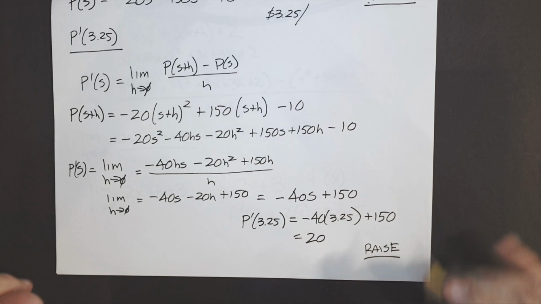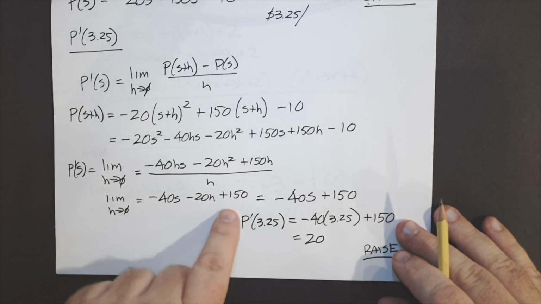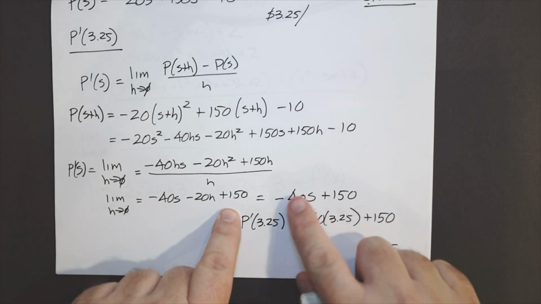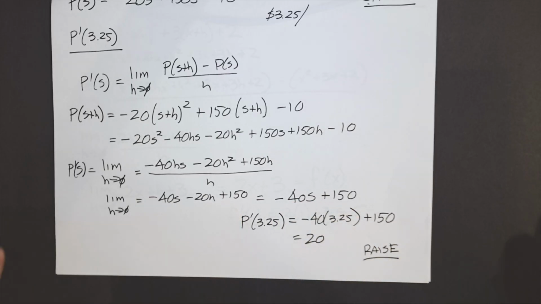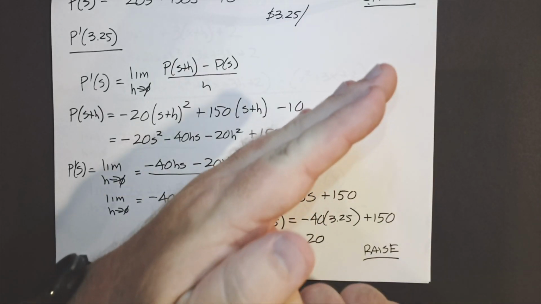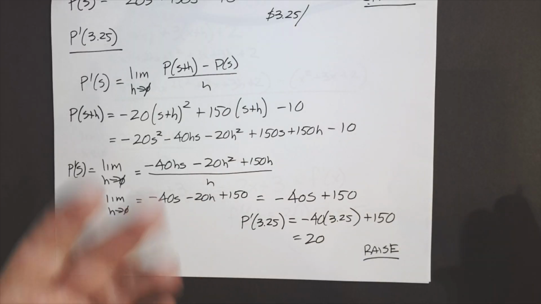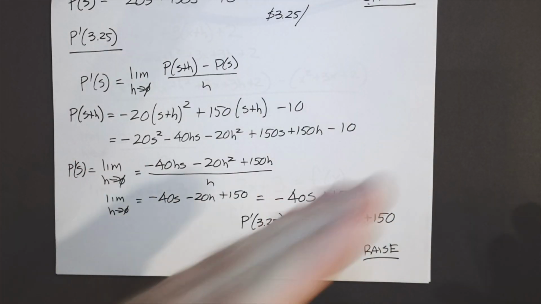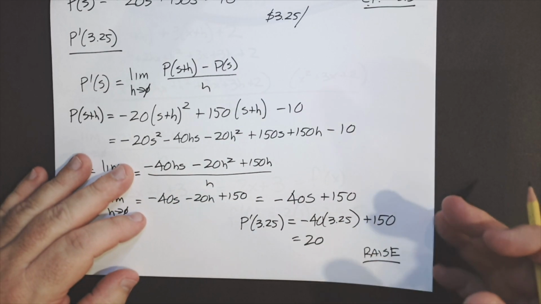Go ahead and cancel your H's. Take the limit. And I'm left with this, negative 40s plus 150. Then I plug in my price point, $3.25. And I notice I have a positive slope there, meaning that the function value is going up at that point, so I can move to the next price point, 3.26, 3.30, whatever that next price point is, and we'll be able to generate some more profit.